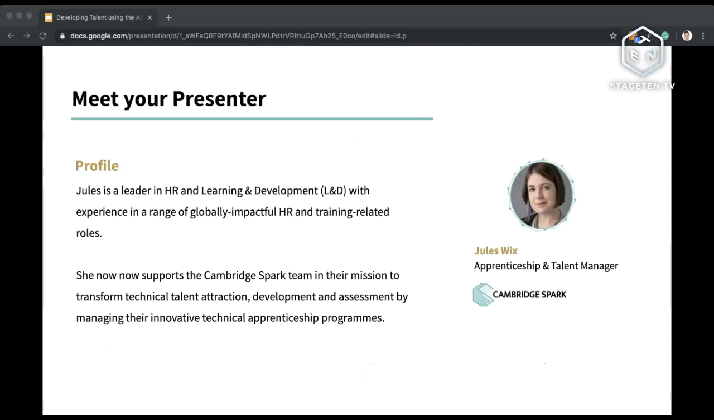So I'd like to start by introducing myself. Some of you may know me already. I am the Apprenticeship Manager for Cambridge Spark, and I've worked in HR, learning and development, and equivalent roles for many, many years now. I've been working with Cambridge Spark since January when we had our first apprentices on the programme, and we've been working to evolve, expand and grow our apprenticeship offering since then.